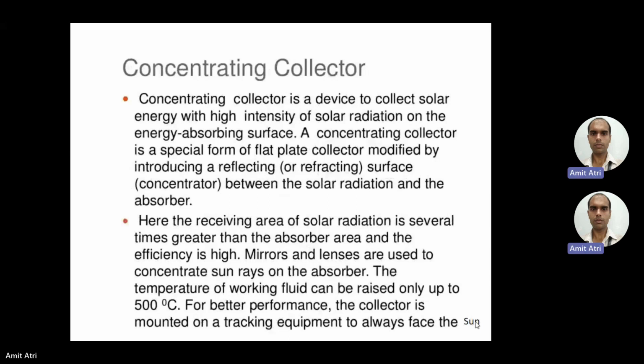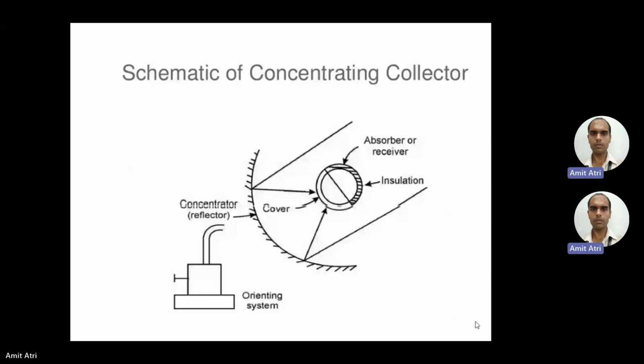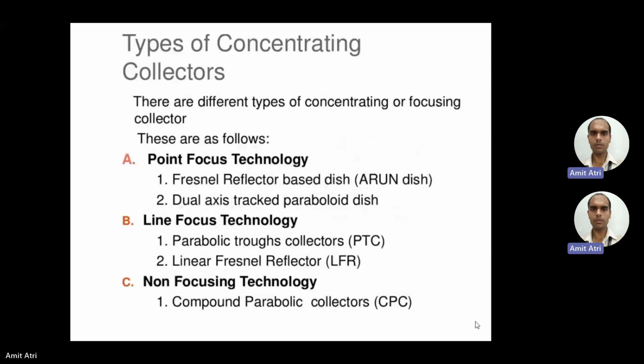For better performance, the collector is mounted on a tracking equipment to always face the sun. Okay, because wherever the sun is moving, if its direction is changed from east to west, okay, then the amount of radiation falling on the reflector will be reduced. Correspondingly, the temperature will be reduced in the absorber. So as to maximize it, the tracking system is there. So it is orienting.